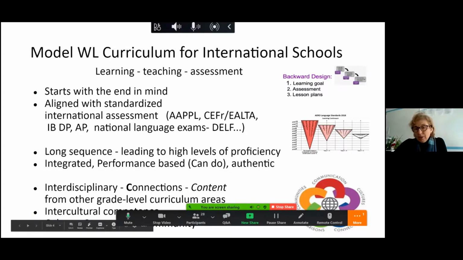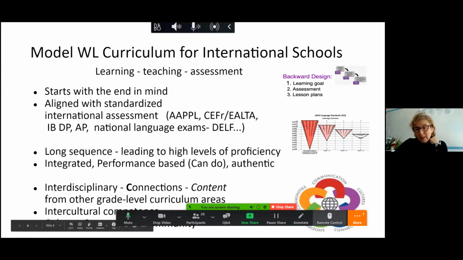I also want to say that when we planned assessments for the units and in our curriculum, we always planned integrated and performance-based assessments based on the can-do statements, which were mentioned in today's presentation. We try for them to be authentic. Looking at the assessments, both summative and formative, we were always making connections to the other content areas of the grade level curriculum.